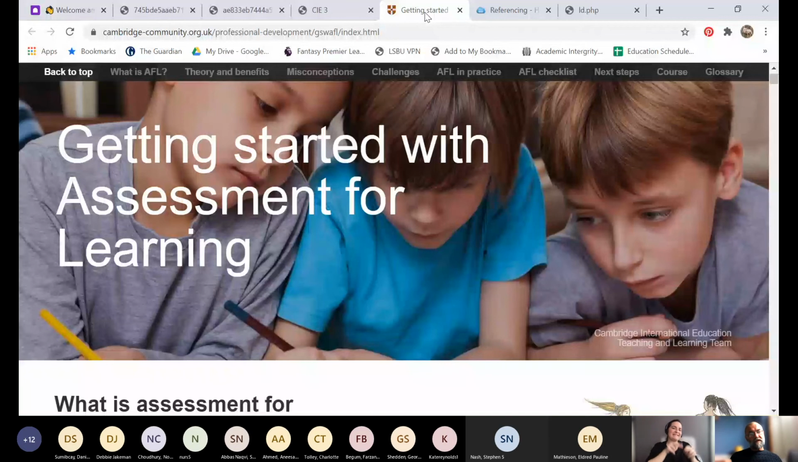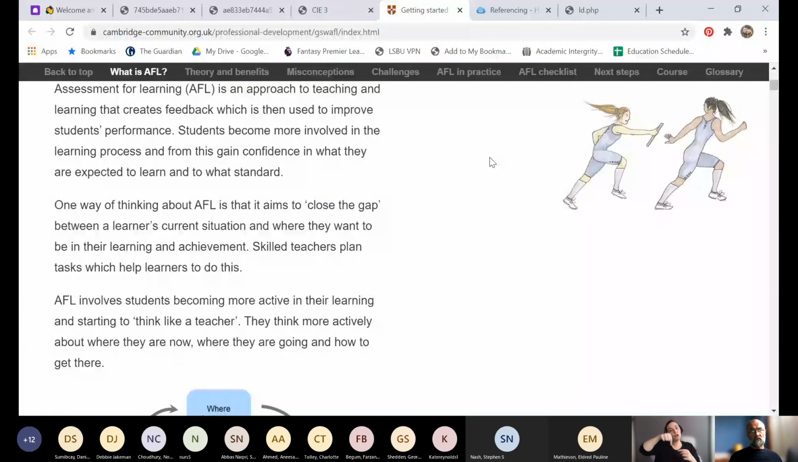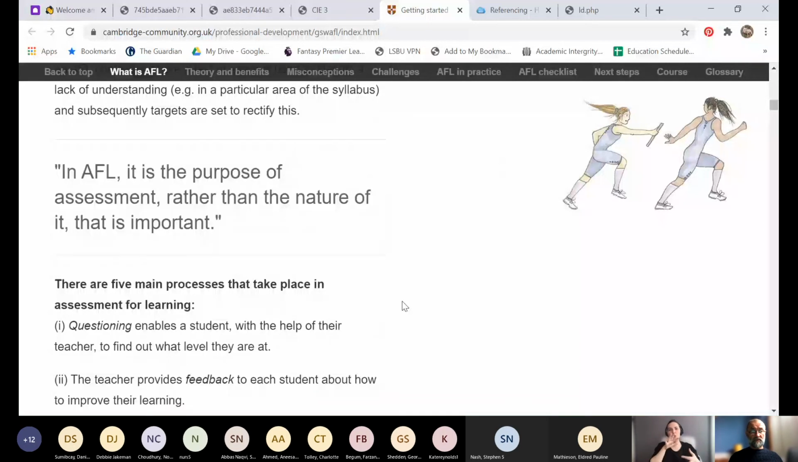Basically, people who write about assessment generally think about assessment for learning and formative assessment being the same thing. And for our purposes, assessment for learning and formative assessment are the same thing. There's lots of good stuff here. Let's just go down the page a little bit here. So we've got definitions here. It talks about feedback. It talks about the process. And you've got some good links here to other sources.